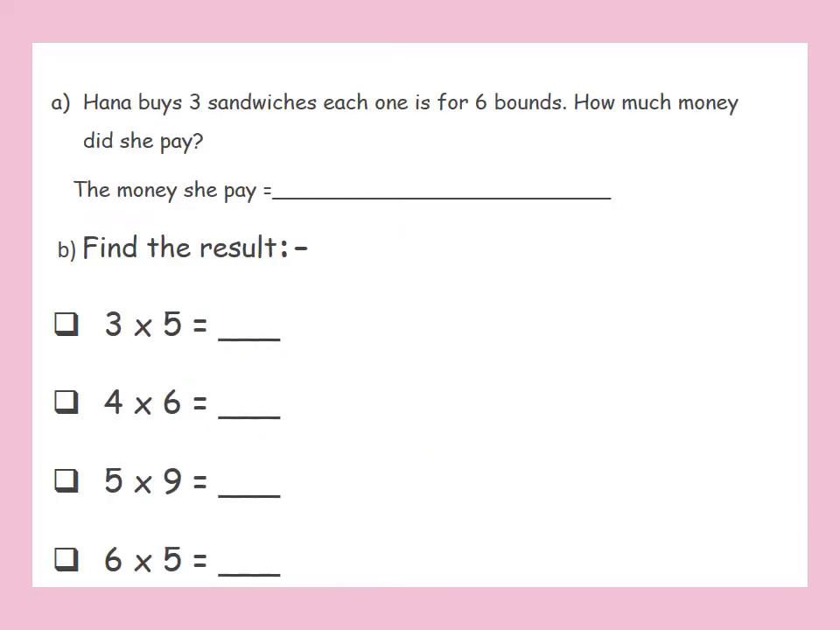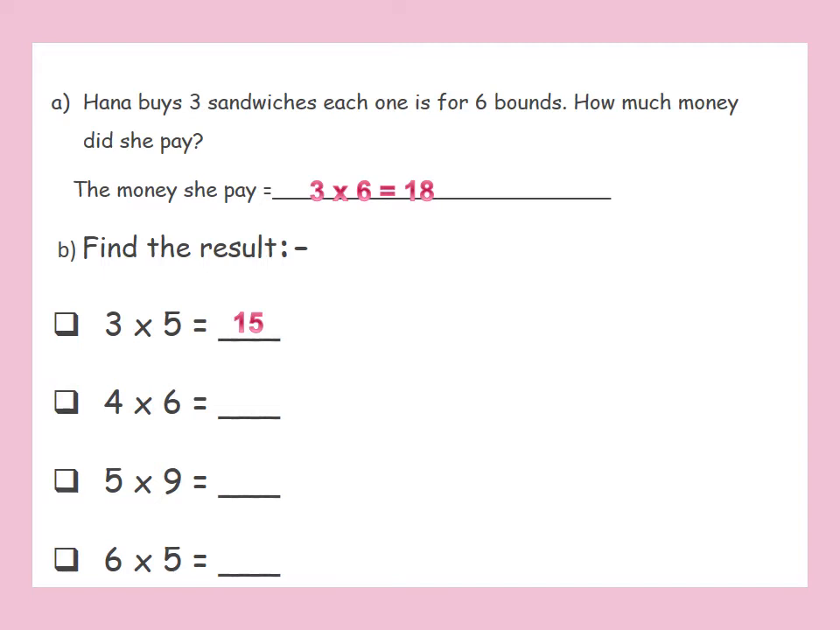Hannah buys 3 sandwiches. Each one is for 6 pounds. How much money did she pay? What are we gonna do here? We're gonna multiply 3 by 6 equals 18. Okay, the next one, find the result. 3 by 5, here is table 3 or table 5. 3 by 5 equals what? Okay, 15, excellent.